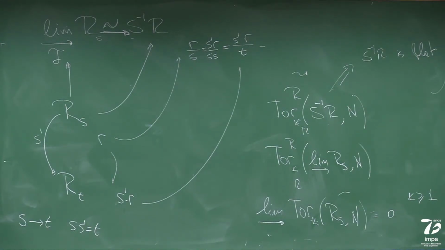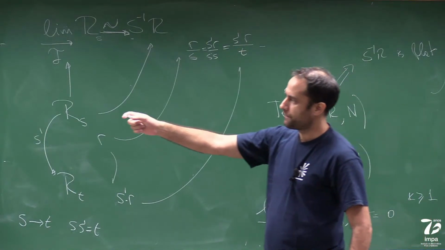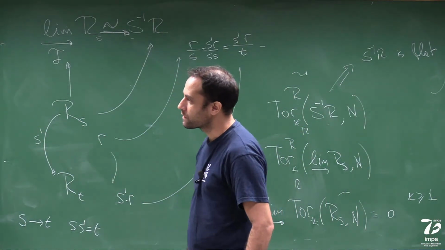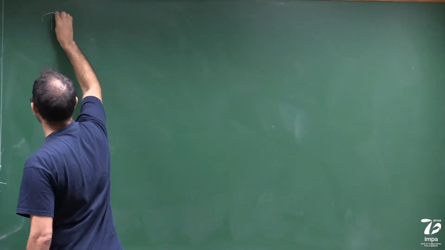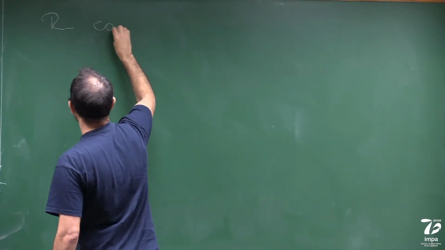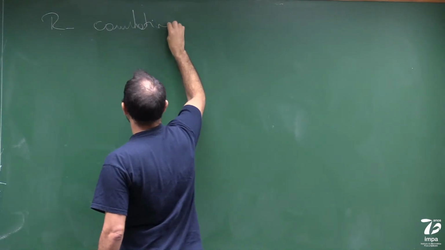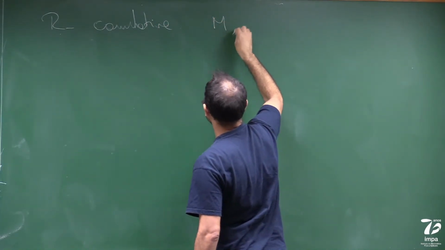Other examples of flat guys are going to be smooth maps. Anything projective is flat, so vector bundles are flat. And the last thing I want to do, now that we've checked that localizations are flat, is to check how Tor localizes itself. So we have a ring R, and this time let's take it to be commutative. And let's take two modules, M and N.